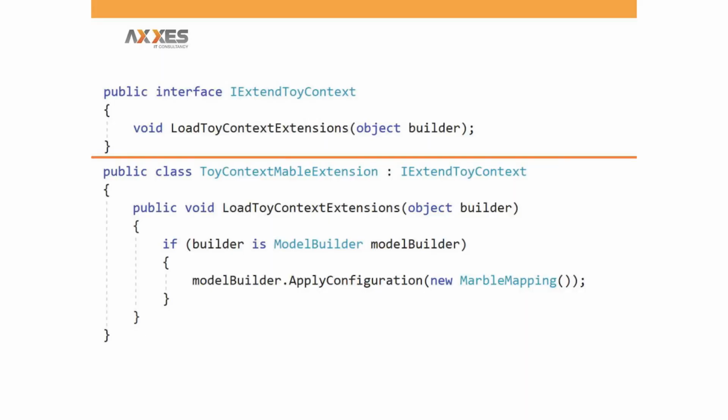So if you have a plugin that wants to extend the central DB context, we have an interface, IExtendToyContext, and you just implement that in your plugin and you can access the model builder there. And in your injection code, you're just going to insert everything. So what does that look like?